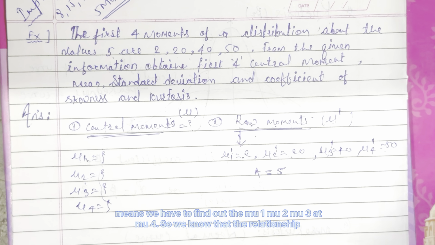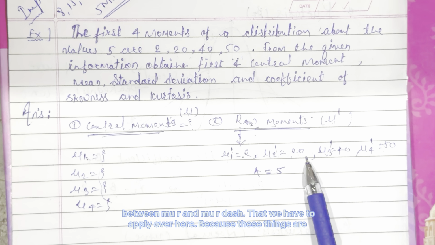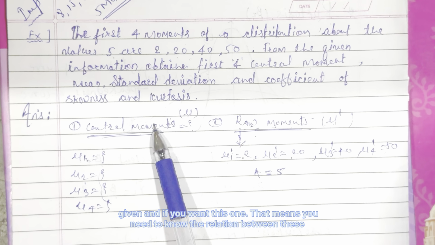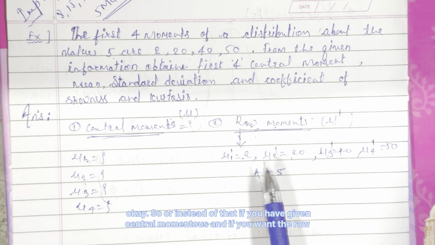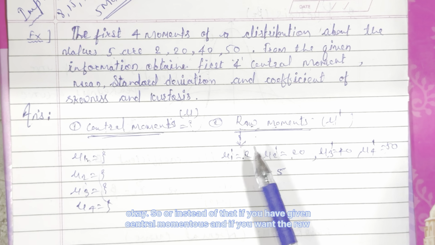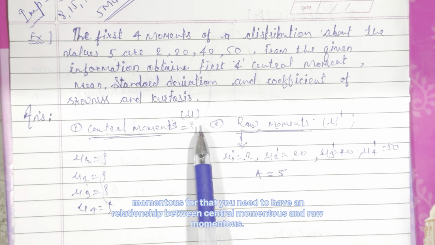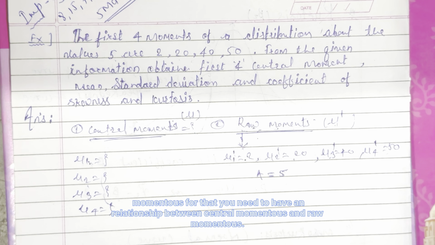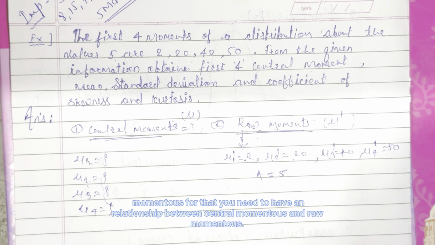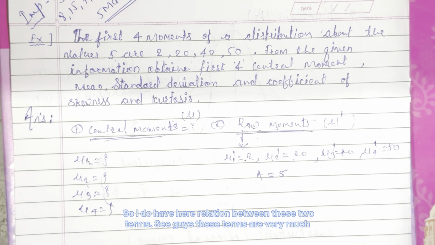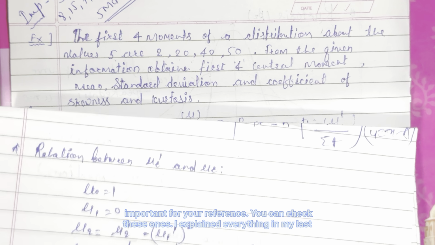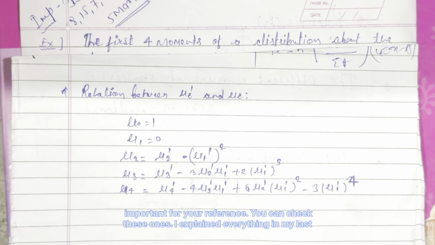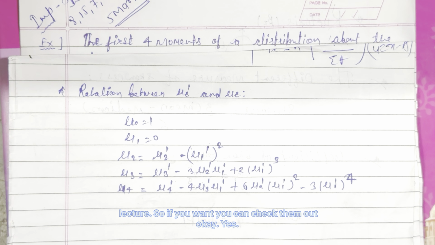So we know the relationship between μr and μr' that we have to apply here, because these things are given. If you want this one, you need to know the relation between these. Or, if you are given central moments and you want the raw moments, you need a relationship between central moments and raw moments. I have the relationship between these two terms here. See guys, these terms are very important for your reference. You can check these. I explained everything in my last lecture, so if you want, you can check it out.